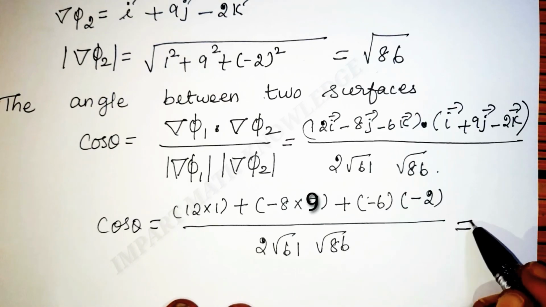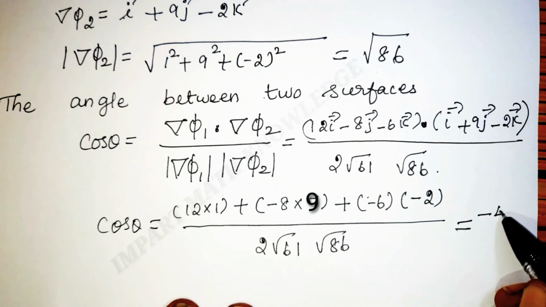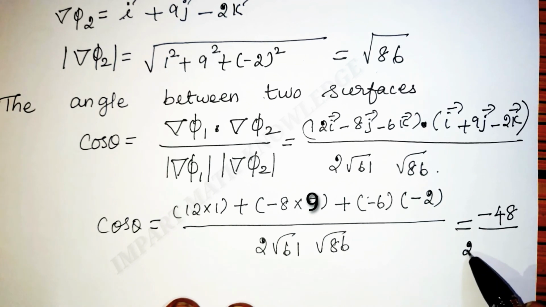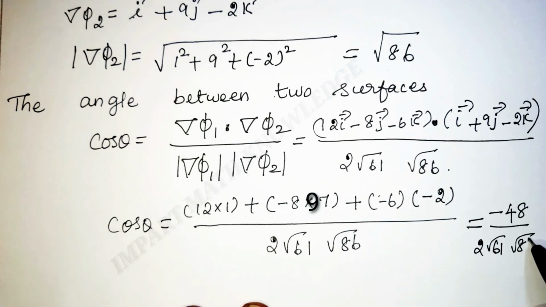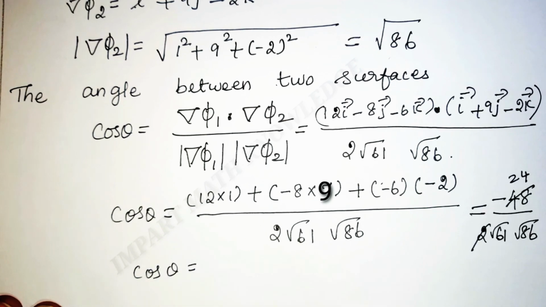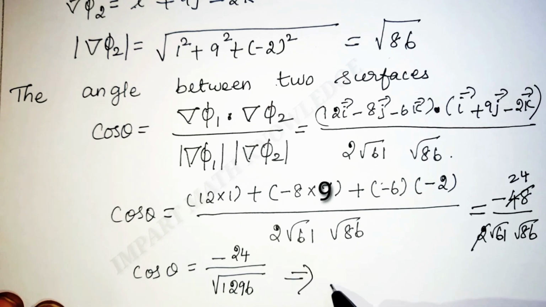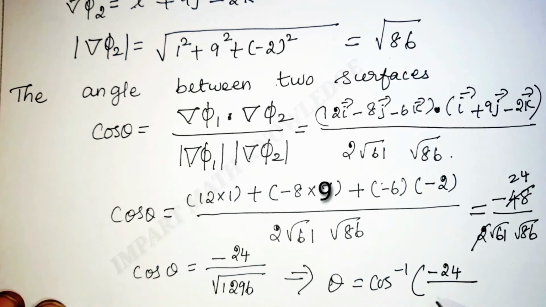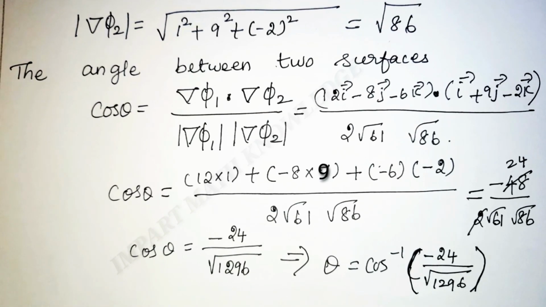So the value is minus 48 divided by 2 root 61 root 86. So cos theta is equal to minus 24 divided by root of 1296. If you multiply these two, you will get 1296. This implies that theta is equal to cos inverse of minus 24 divided by root of 1296. In this way, you have to find the theta for the given surface.